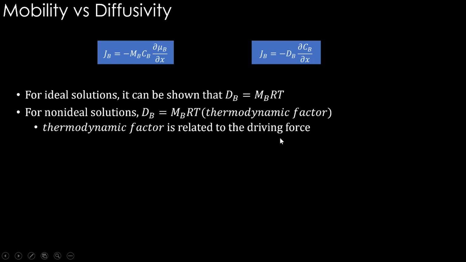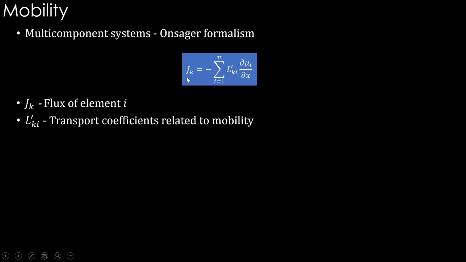Thermodynamic factor is related to the driving force. Now you understand this already. For mobility in multi-component systems, there is one more idea, the Onsager formalism. What it tells you is essentially a similar equation to the one we saw in the previous slide. The chemical potential gradient is multiplied by one factor, and this looks like mobility multiplied by the concentration. Here Jk is the flux of the element, and Lki prime are transport coefficients related to mobility. Essentially this part contains the mobility, but for multi-components it becomes a more complex thing.